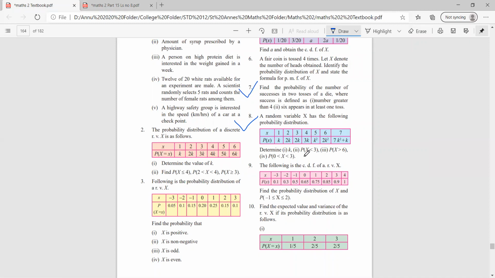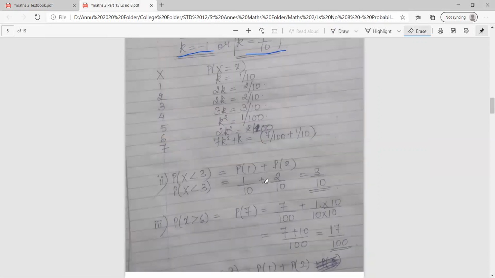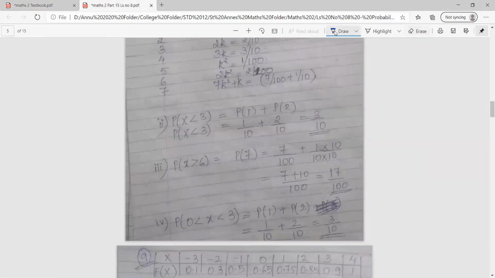Now next they are asking you to find out probability of x less than 3. So x less than 3 will include only two numbers, 1 and 2. 3 will not be included because there is no equal to sign. So we'll find probability of x less than 3 as p of 1 plus p of 2. So 1 upon 10 plus 2 upon 10, you get the answer to be 3 upon 10.